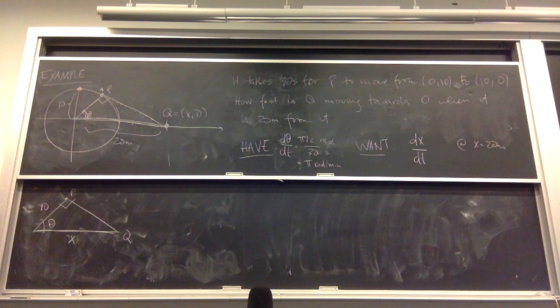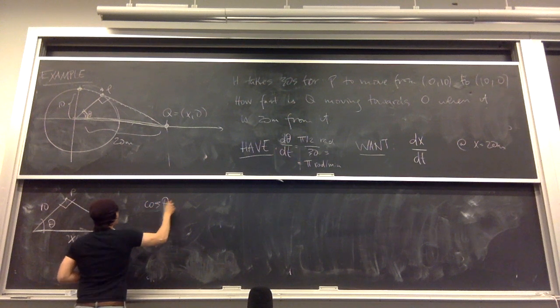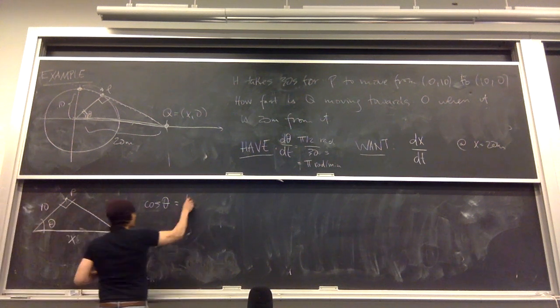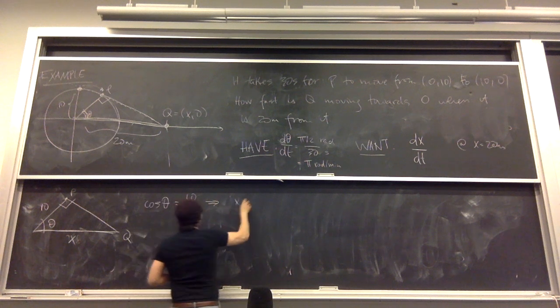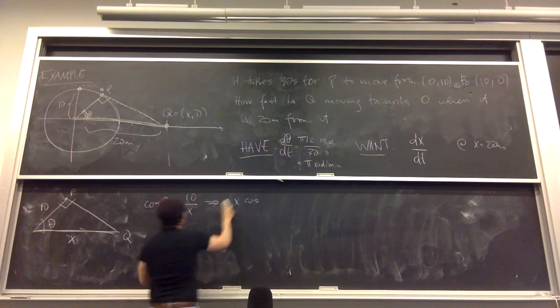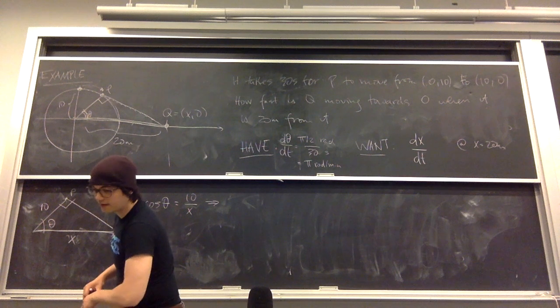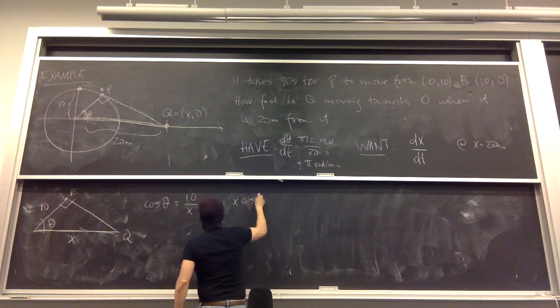Don't give me the derivative yet. Just give me the relationship between theta and x. What is it? Cos theta is 10 over x. So remember, the angle is here: opposite is this side, adjacent is here, hypotenuse is here. Cos of theta is adjacent over hypotenuse. Is that correct? Okay, that's fine. So we get x cos theta is equal to 10.